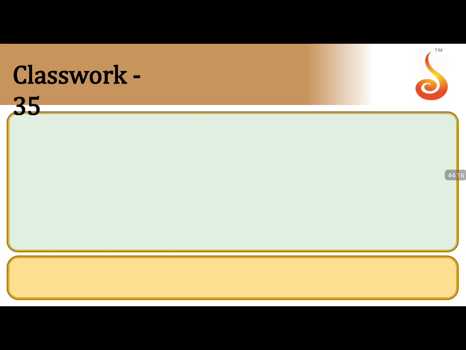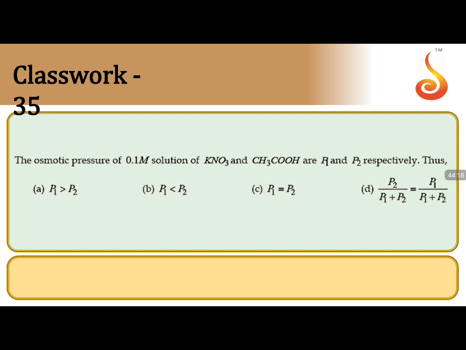Moving to the 35th question. The 35th question is about the osmotic pressure of a 0.1 molar solution of KNO3 and acetic acid, given as P1 and P2 respectively. What is the answer? The only point we need to remember here is that the concentration is the same. They are all dissociating into the same number, so the number is the same.